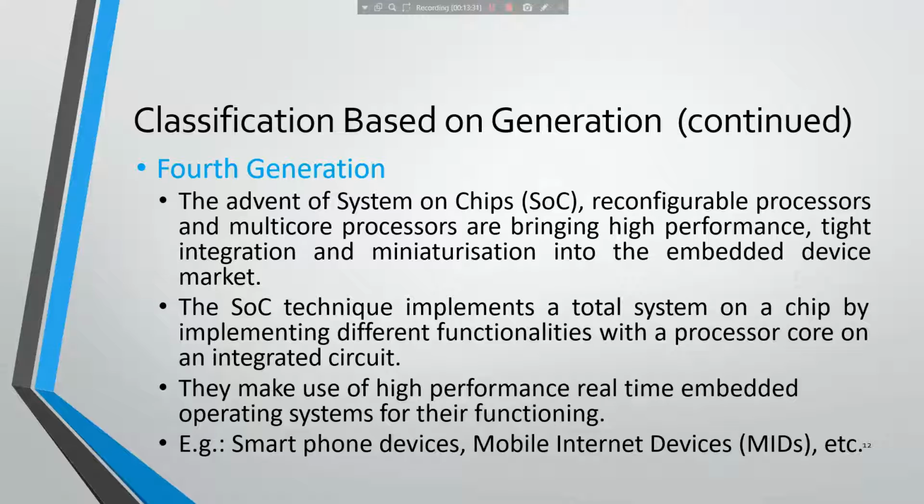Next, there were different functionalities with the processor core. If I want a particular function for a particular application, I can check in the market where that type of processor is available. That feasibility was available in fourth generation applications. They use high performance real-time embedded operating systems for their functionalities, like in smartphone devices, mobile internet devices, etc.